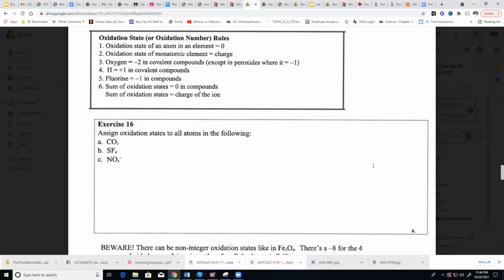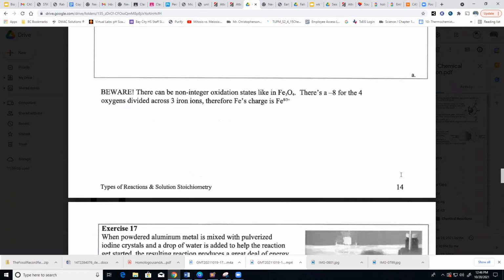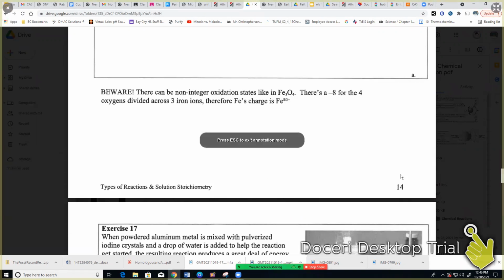And also, just to make it a little bit more interesting, it doesn't have to be a whole number. You could have a fraction. Yeah, I know. Makes it fun, huh?